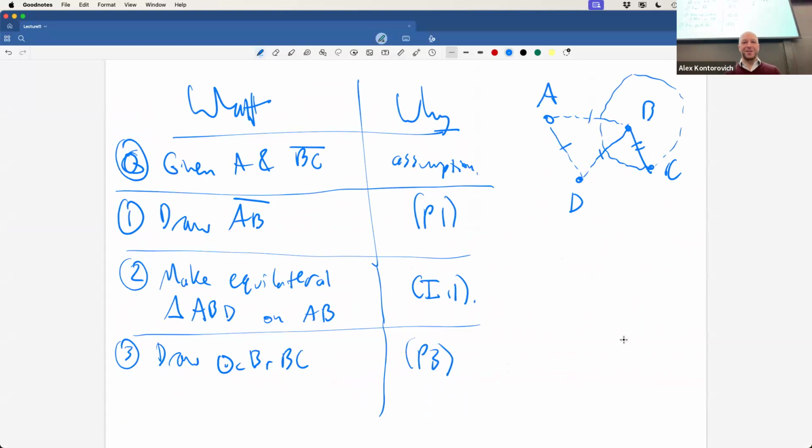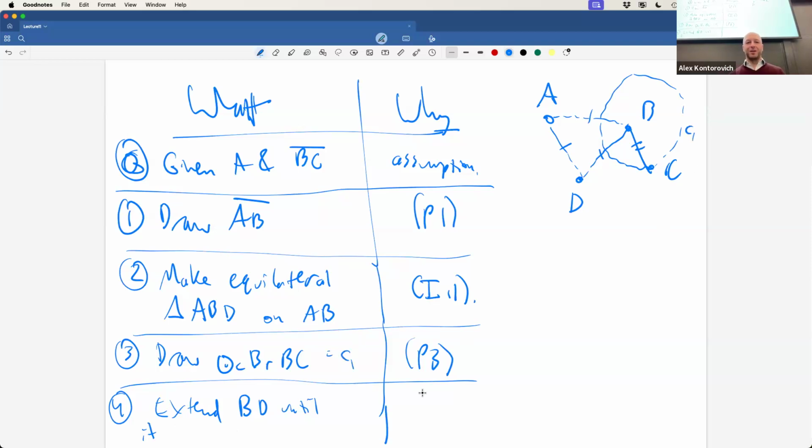I wouldn't yet know where he's going with this if I didn't already know this proof. Step 4, extend DB until, well, here we're going to get a little sloppy again, until it hits, let's give this circle a name, C1. Here's a circle C1, until it hits C1. Again, what are the conditions under which a circle is hit by a line? We have to be more precise with that, but never mind. So until it hits C1 at E.